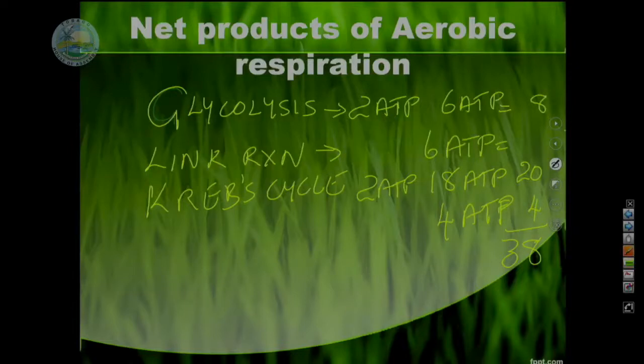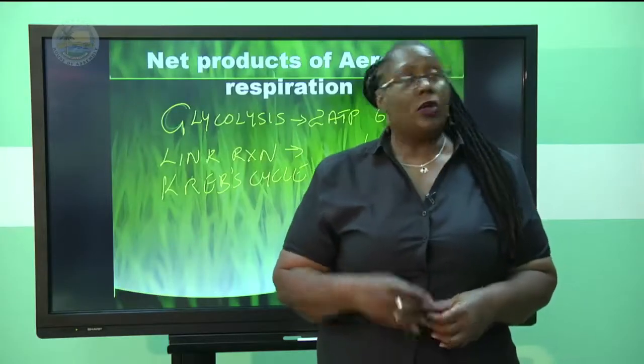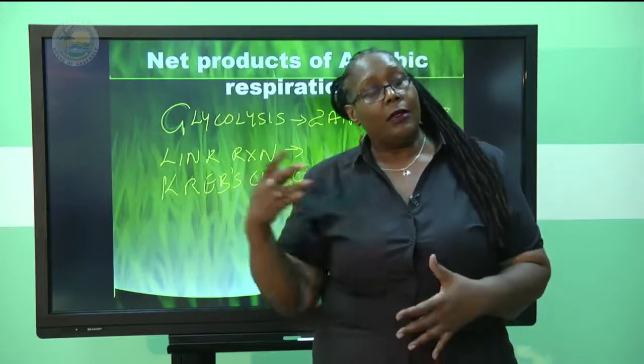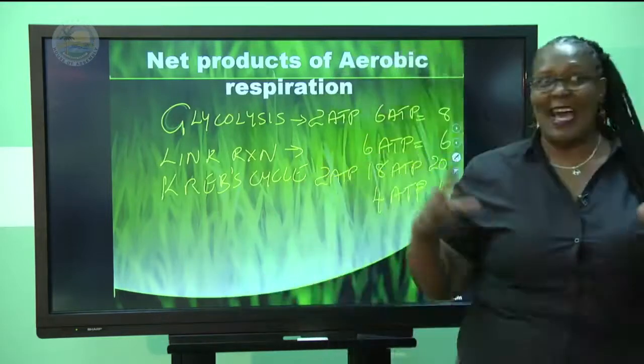We know it's all ATP. Right? So your maths here, you have 38 moles of ATP. So this is for every one glucose molecule. You are getting 38 moles of ATP. So this is why it happens.